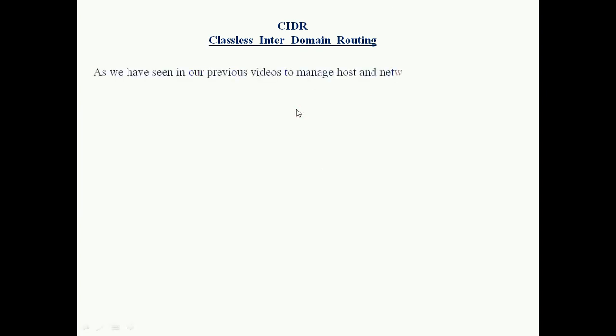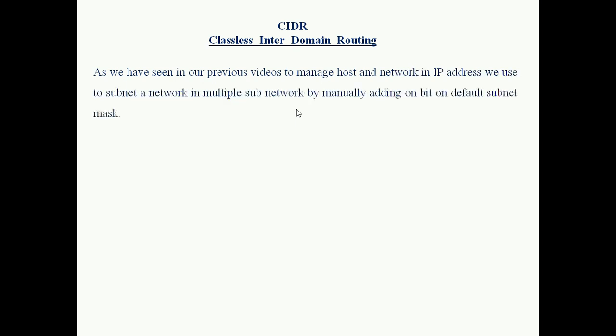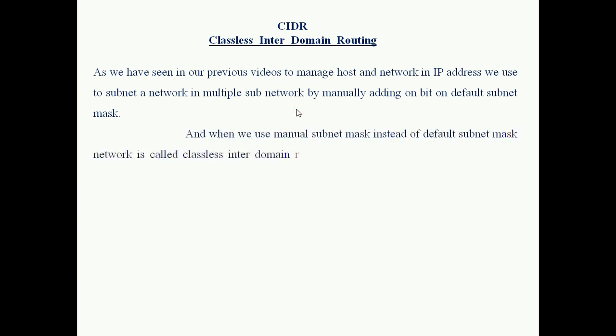As we have seen in our previous video, to manage host and network in our IP address, we subnet a network into multiple subnetworks by manually adding on bits to the default subnet mask. And when we use a manual subnet mask instead of the default subnet mask, the network is called classless interdomain routing, as we are not following classes anymore.